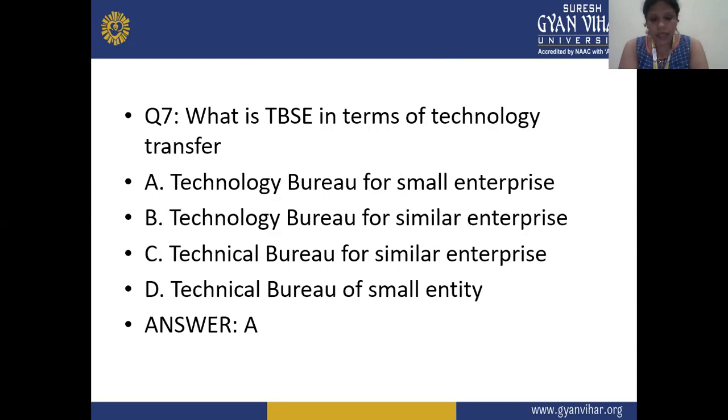Next is what is the TBSE in terms of technology transfer? TBSE, is it Technology Bureau for Small Enterprises? Yes. Next is Technology Bureau for Similar Enterprises. Next is Technical Bureau for Similar Enterprises and Technical Bureau of Small Entities. So the answer A is correct. That is Technology Bureau for Small Enterprises is the correct full form of TBSE, which is there in the technology transfer. So A answer is correct.